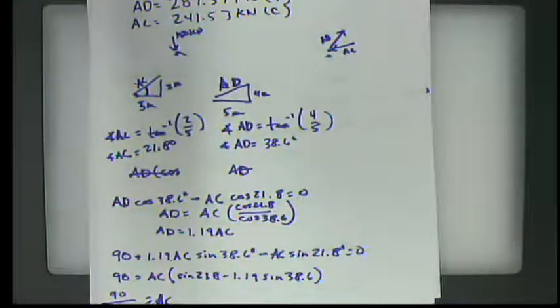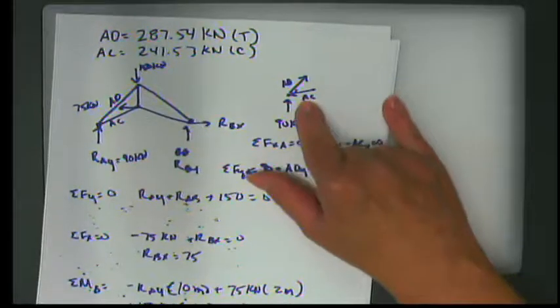You got what? He said 250. So 241, yeah. In compression? Yes. If you look at the original picture that I drew, if the signs came out properly, AC is pushing on the joint. So that's compression. That's how you assign compression.